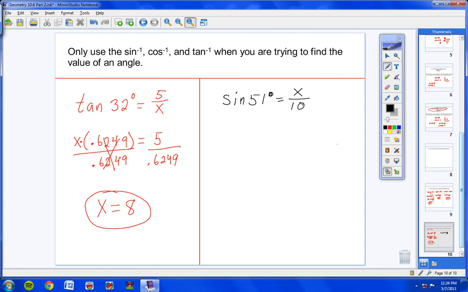What's the bottom of your fraction? 10. So we're going to multiply the right side by 10. That leaves us with x. We're going to multiply the left side by 10. And that would be 10 times the sine of 51. The sine of 51 is 0.7771. And now multiply these two numbers together over here, and you'll get 7.771, so 7.8. So there. Okay? Sometimes you're going to use these -1 buttons, sometimes you're not. Okay? Let's try a couple more.